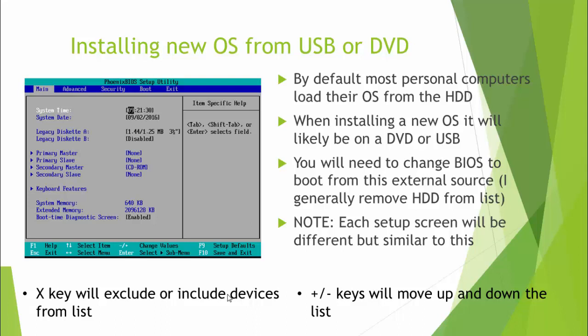Now, when I do this, if I want to install a new operating system, I'll typically go into the BIOS, and rather than change the boot order to put, for example, the DVD first, I will remove the hard drive from the list of boot components completely, and this will allow me to install. Notice that you'll need to use keys to navigate through many of these menus.